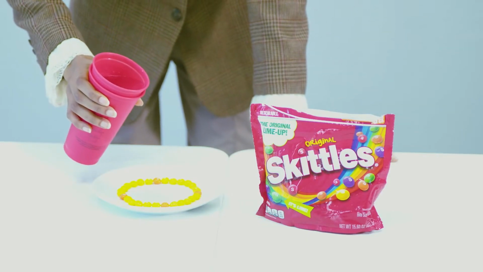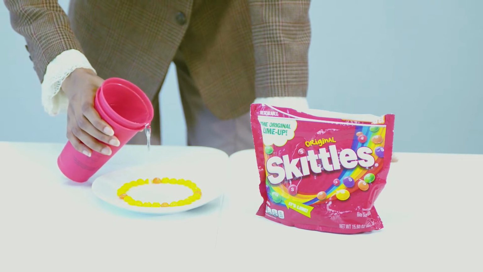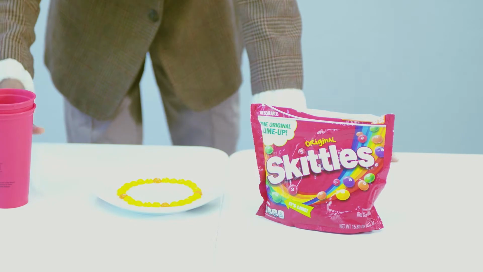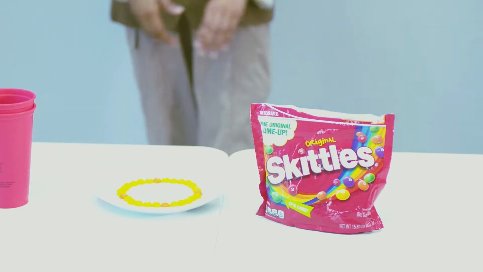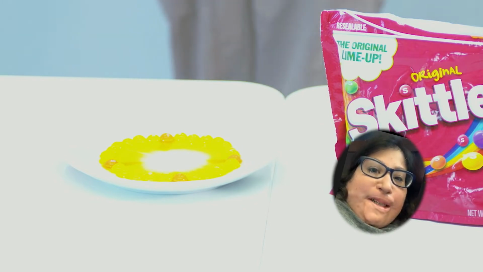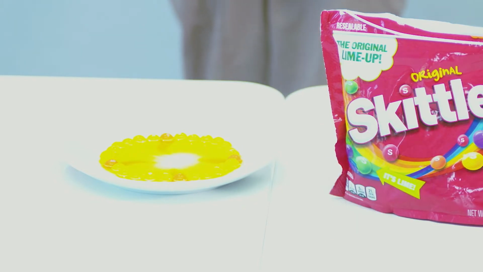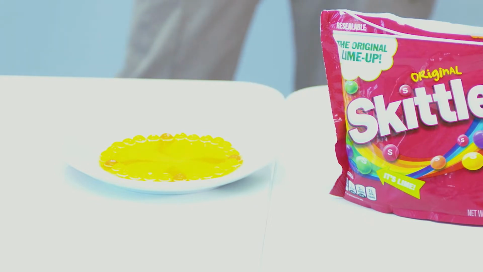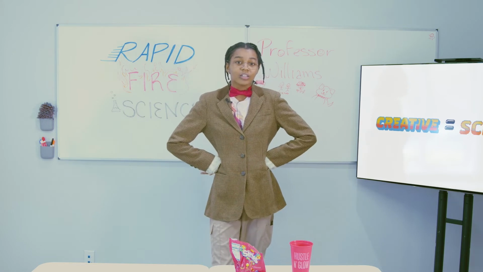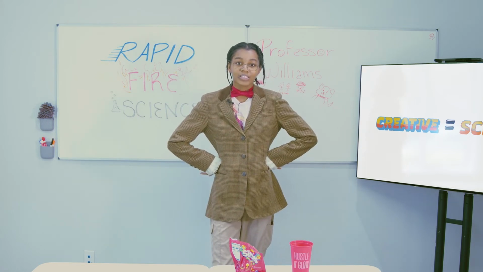Take your Skittles and make a circle on your plate. Then take your cup of warm water and carefully pour it into the center of the circle until the Skittles are just barely under water. Wow, that's amazing. Look at the hot water diffusing the color of the Skittles in the center of the water. As you can see, the hot water is causing the color to come right off of the Skittle.